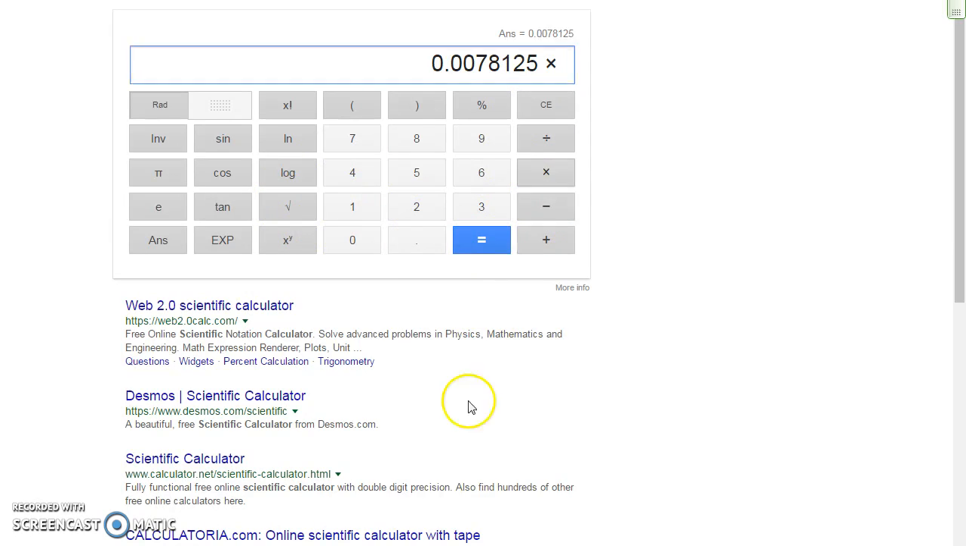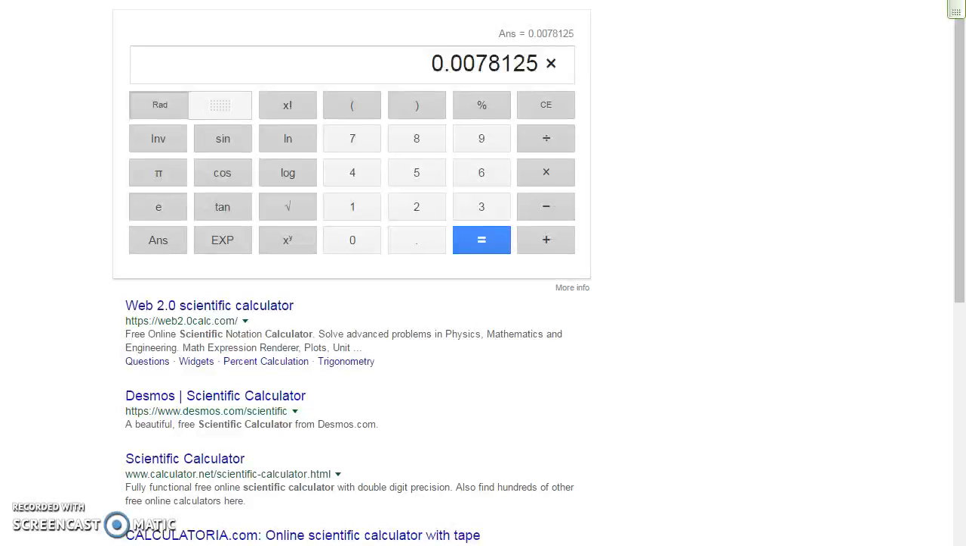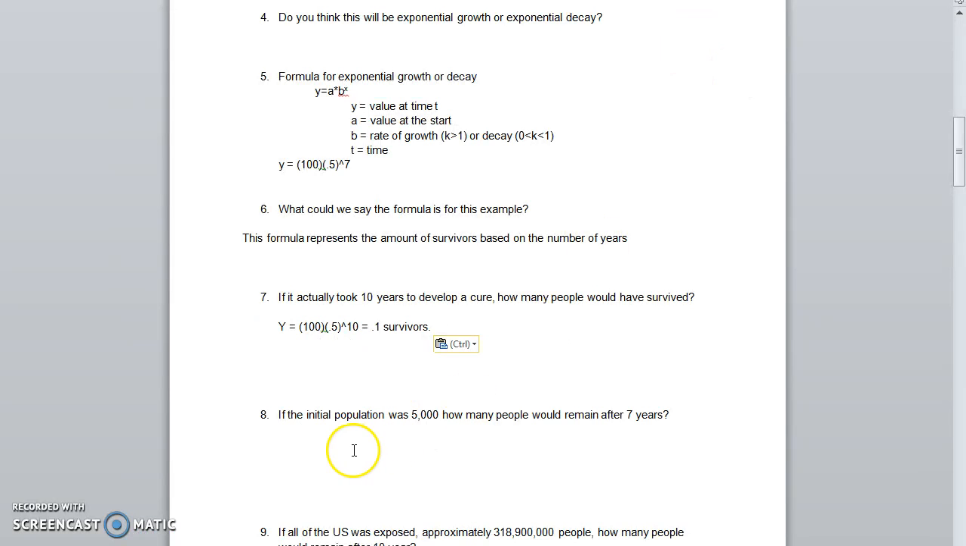And now I can go ahead and multiply. In this case, it's no longer 100, it's 5,000. If the initial population was 5,000, how many would survive? So now we're going to go ahead and times it by 5,000. And there we go. We basically have 39 survivors. So we can go ahead and answer it by putting in 39 survivors.